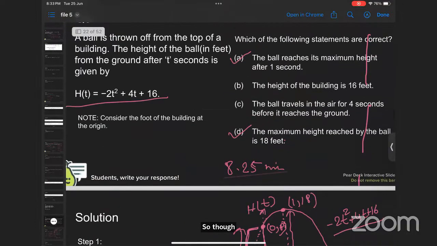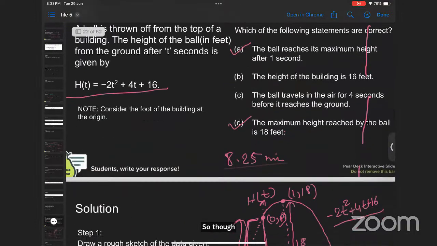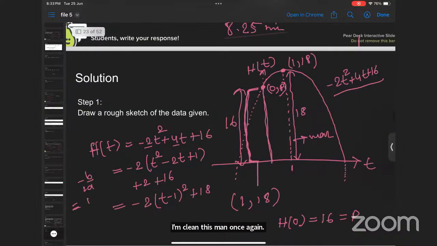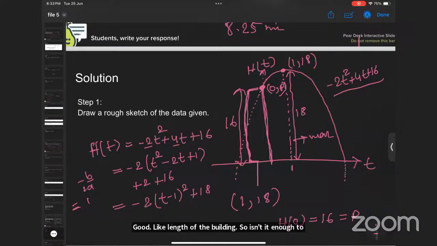Ma'am, please explain option once again. Okay. This is our building, right? And this is the highest point. Here we need to find the length of the building. So isn't it enough to find the coordinate of this point? Yes.